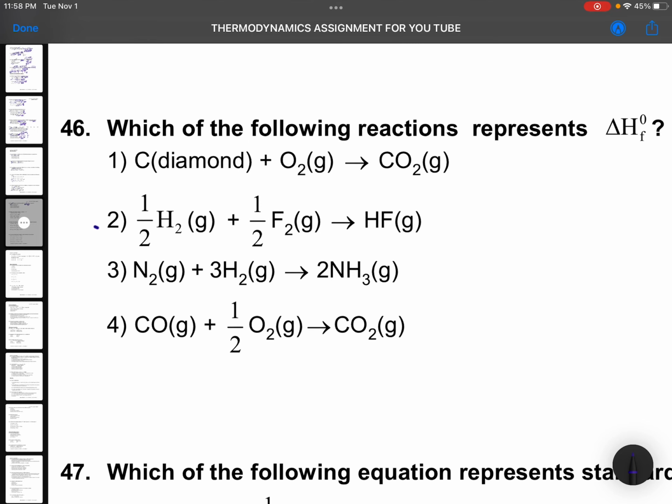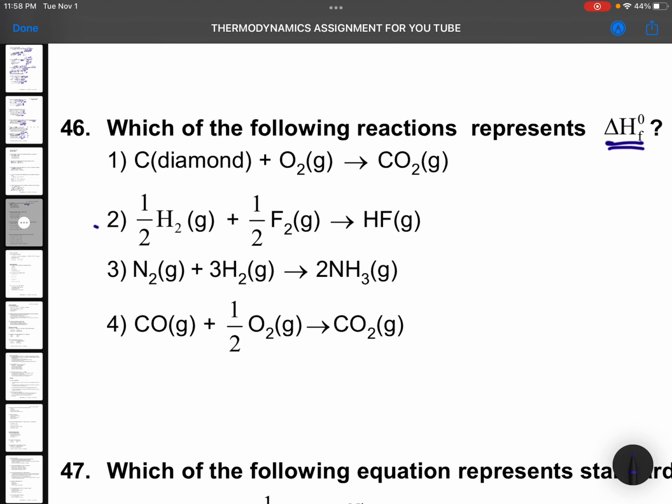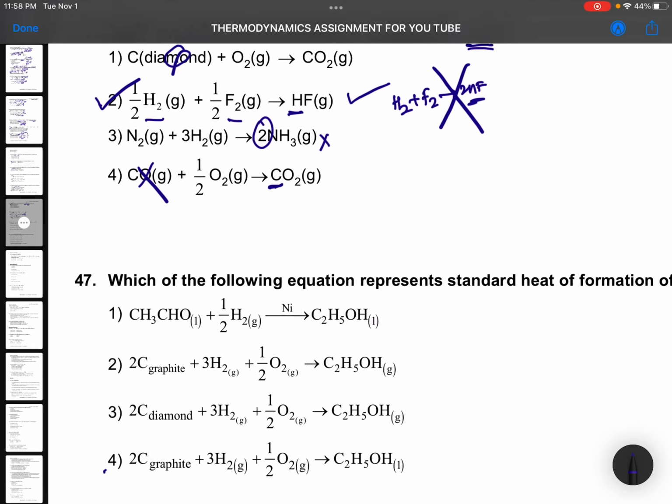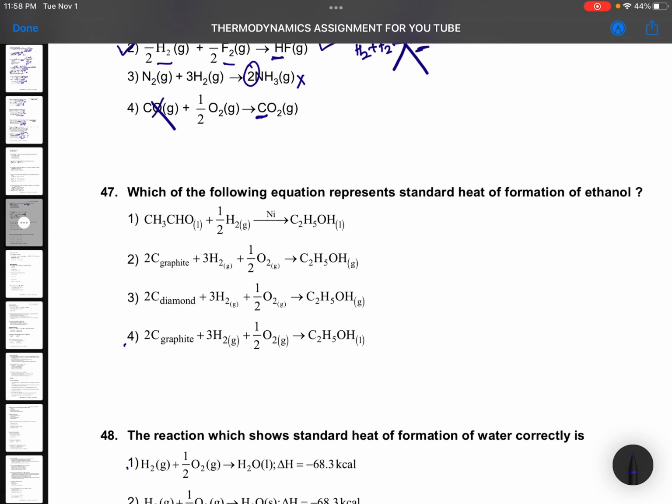Which of the following represents delta HF naught? Means again formation. Formation means 1 mole only should form. Not from diamond, so this is gone. Here 2 moles are there, so this is gone. Carbon monoxide, carbon should come from carbon, so this is gone. So the remaining is the right option. Half H2 plus half F2 gives us HF, only 1 mole is formed. If they give you H2 plus F2 gives 2 HF, this is not possible because 2 moles are forming. Got it? I think now you are very much comfortable with the heat of formation.